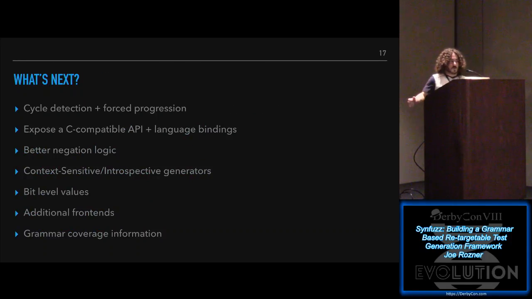Some of the things I'm working on right now is cycle detection and forcing progression. So you can get into places where there are significant amounts of recursion that can cause stack overflows. So fixing that problem and making it possible to use very recursive grammars. Exposing C bindings and other language bindings so you can actually bring this into any language you'd want to. Negation logic is complicated. Context sensitive and introspective grammars and functionality to handle that. And then grammar coverage information, so understanding how much of the grammar we've explored and what we've generated from there, and the ability to tune that.